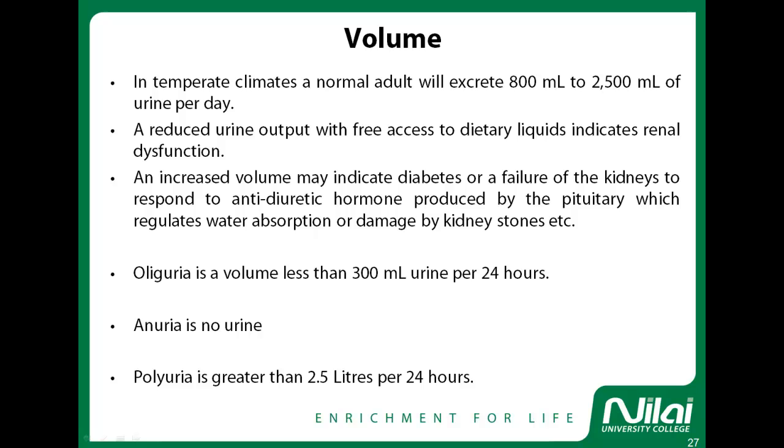Reduced urine output with free access to dietary liquids indicates renal dysfunction. Increased volume may indicate diabetes, a failure of the kidneys to respond to antidiuretic hormone produced by the pituitary, which regulates water absorption, or damage by kidney stones. Oliguria is a volume less than 300 mL of urine per 24 hours. Anuria is when there is no urine. Polyuria is greater than 2.5 liters per 24 hours.